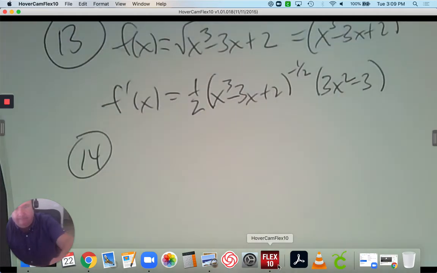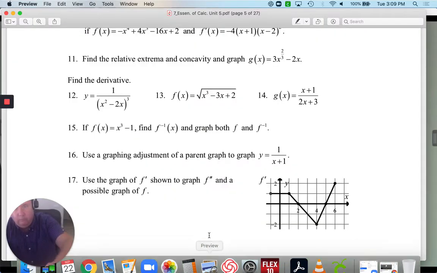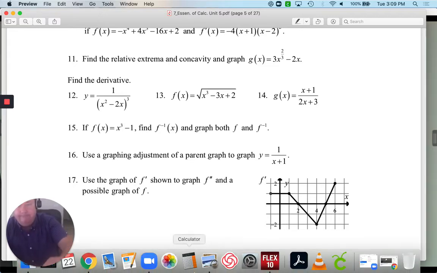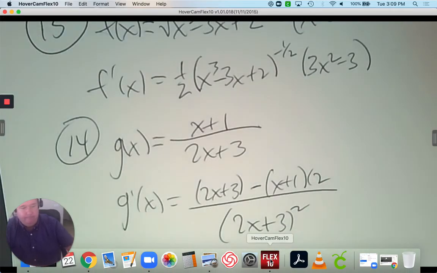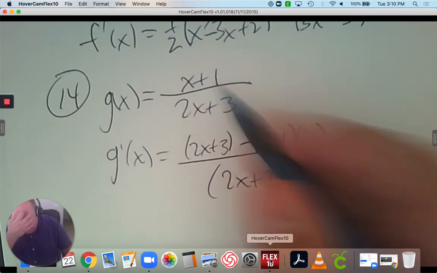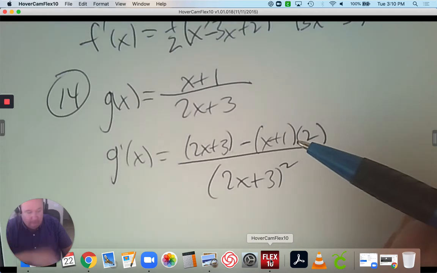14. Is an example of the quotient rule. That would be the bottom times the derivative of the top minus the top times the derivative of the bottom, and then the bottom squared. I'm not even going to simplify that. So the derivative of the top is 1. That's why you don't see anything there.